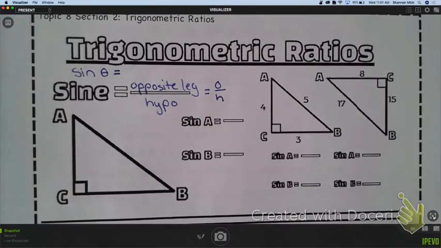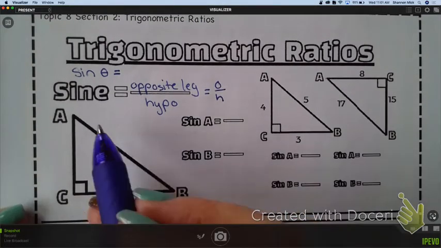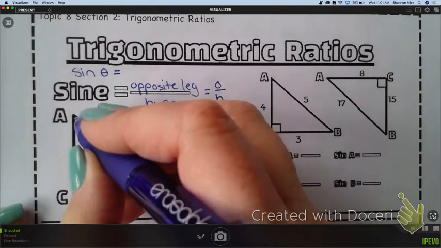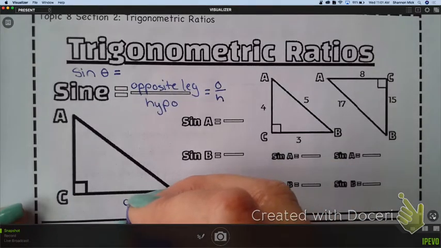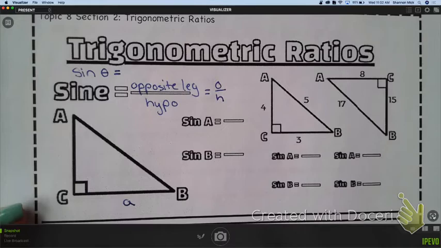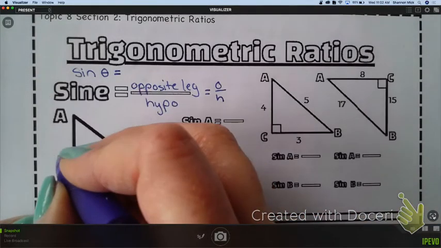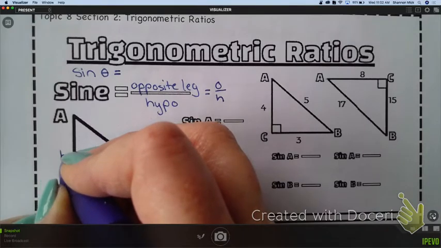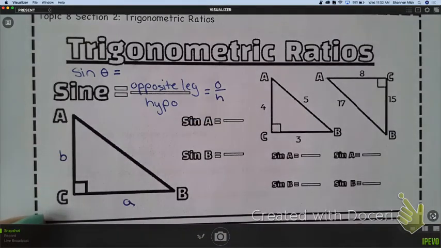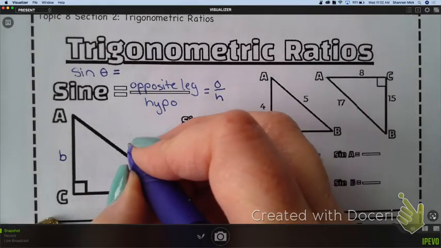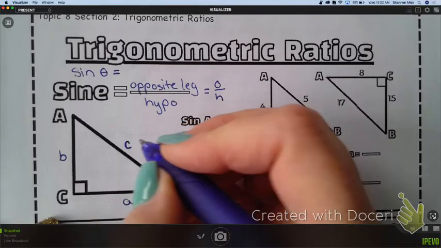Okay, so coming down to this right triangle right here, we're going to label it real quick. The side opposite angle A is side A, so we put a lowercase a. And AC is opposite angle B, so it's side B. They're lowercase because they're sides. Angles are uppercase, sides are lowercase. And C is the hypotenuse, always across from the right angle, a lowercase c.